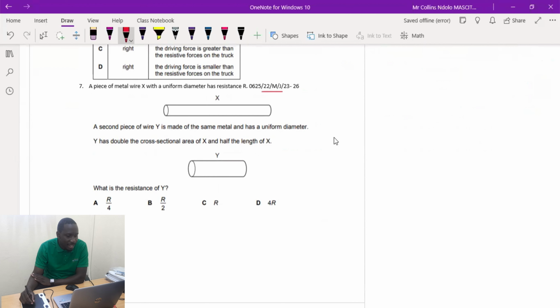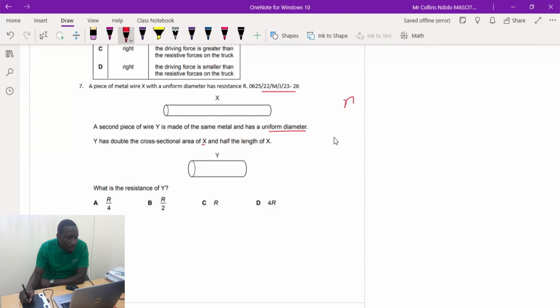This is last year, May, June, 2023. The second piece of wire Y is made of the same metal and has a uniform diameter. Wire Y has double the cross-sectional area of X and has a length of half the length of X. So what is the resistance of Y?